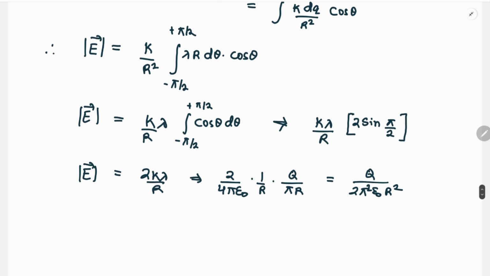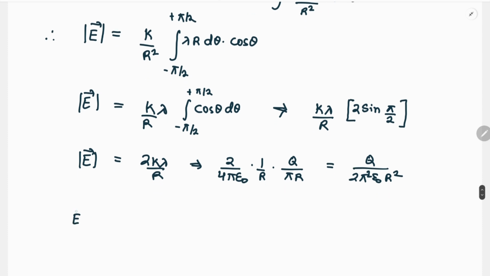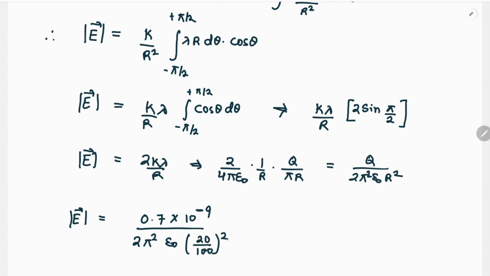So this is the value that we have, and if we substitute the values, we have q given to us as 0.7 nanocoulomb, into 10 to the power minus 9, upon 2 pi square epsilon naught, and the distance r is 20 centimeter, so 20 by 100 squared. The answer will be in volt per meter, which on solving we obtain as 0.1 kilovolt per meter.